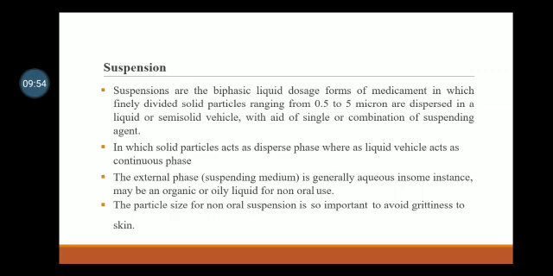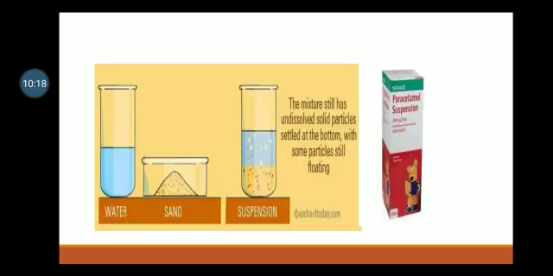Like emulsion, suspension also has a dispersed phase and a dispersion medium, but here the dispersed phase is a solid, its size ranging from 0.5 to 5 micron, and the larger part is the continuous phase, that is the dispersing medium. The particle size for non-oral suspension is important to avoid grittiness to the skin. So this is an example of the suspension.